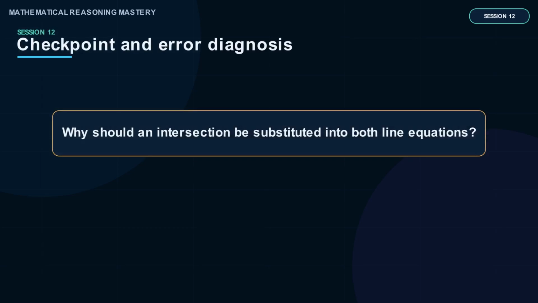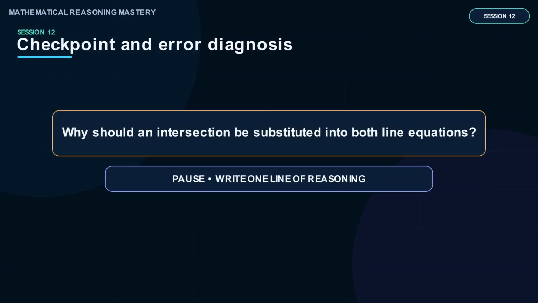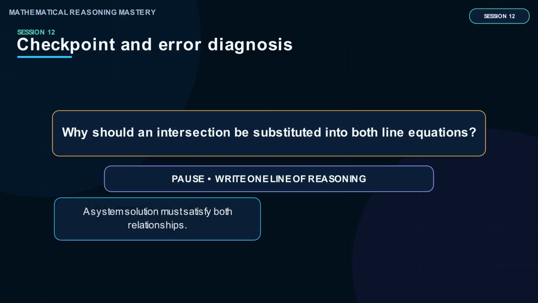Try this checkpoint without copying the example. Why should an intersection be substituted into both line equations? Decide which mathematical fact controls the answer. Pause and write one line of reasoning before committing. A visible decision is easier to inspect, explain, and correct than an unsupported guess. Focused hint: a system solution must satisfy both relationships. Use the hint to repair the setup, then finish the reasoning yourself.